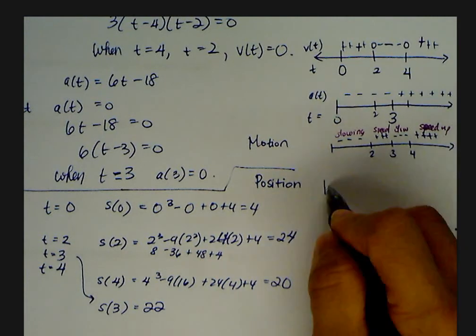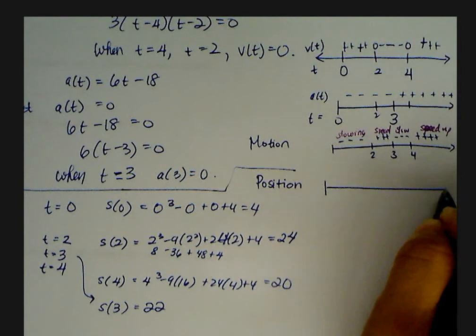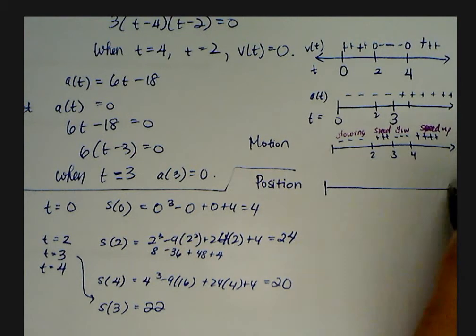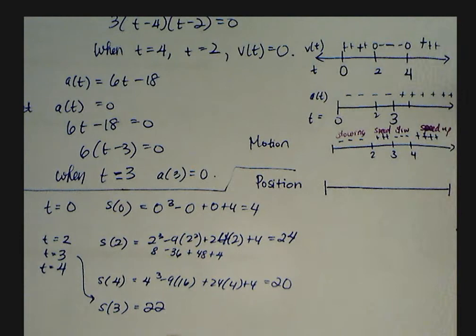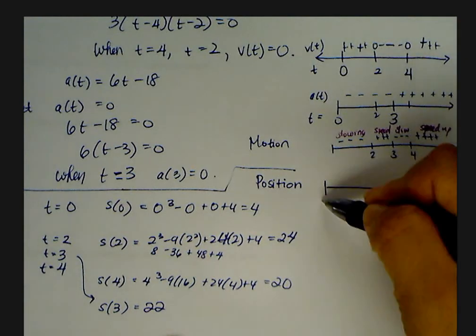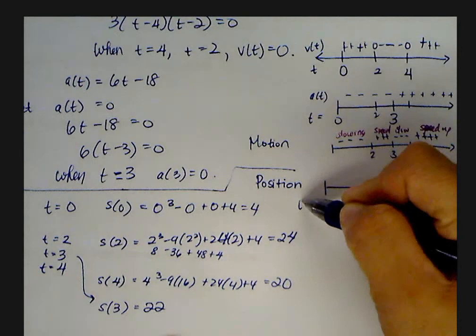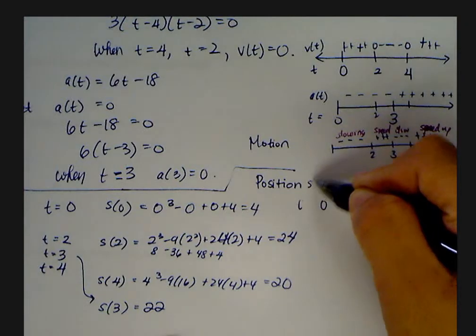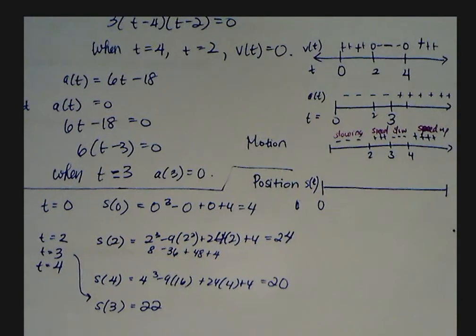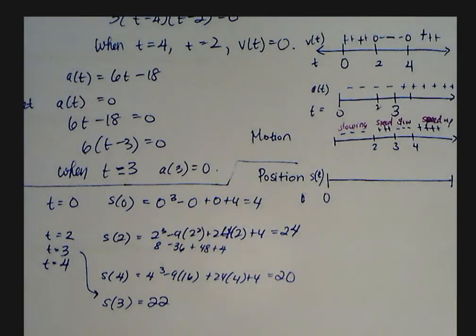Let's see. So this thing never went. Okay, so this is position. And you wanted us to do this all within a shortened schedule. Oh yeah. Okay, so all right. So where did it start? 4. Started at 4. So let's make this be 30.